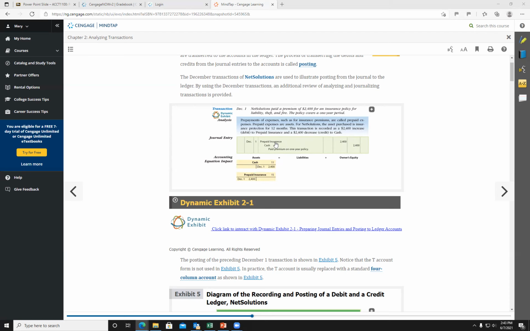But of course, what are we using to pay it? Cash. Cash is another asset. So while we're increasing one asset, we're decreasing another. So we are going to record a credit to our cash account, if you look here, for $2,400. And this is it represented in the T accounts, and this is it represented in the actual journal entry.